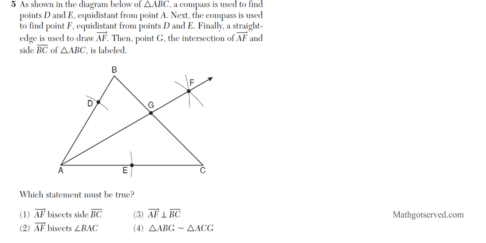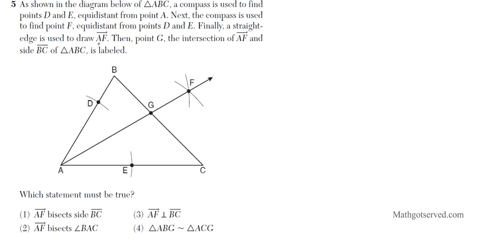Okay, let's take a look at question 5. It says, as shown in the diagram below of triangle ABC, a compass is used to find points D and E equidistant from point A. So basically, use a compass to draw your arc right here. Since this is congruent to that, you can call this R1 and R2. These two points are equidistant from here. Next, the compass is used to find point F equidistant from points D and E. Okay, this point right here.